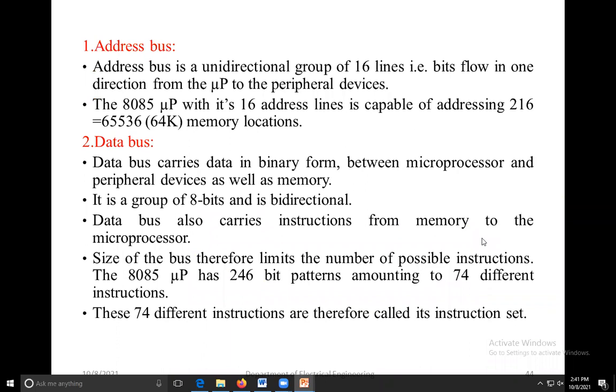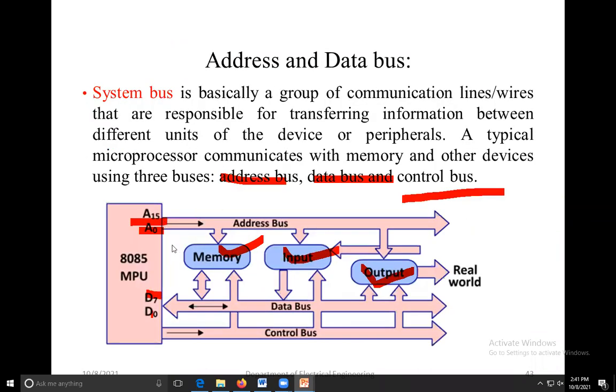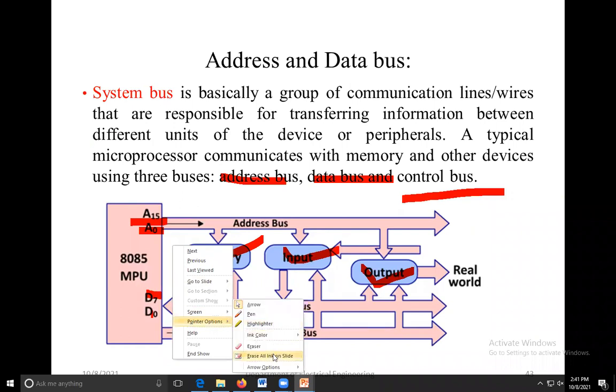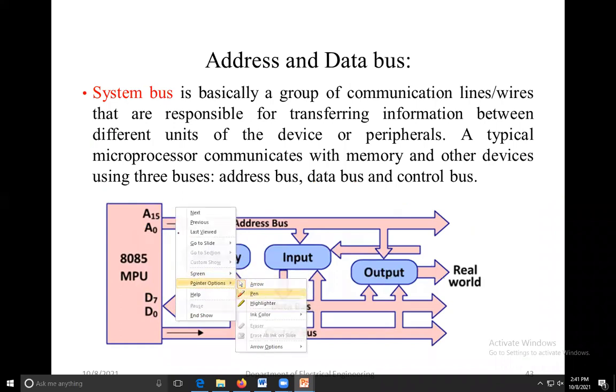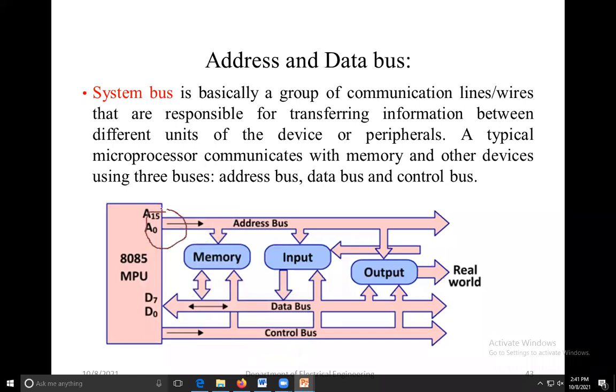Okay. So what is the meaning of the address bus? See, the address bus is unidirectional. You must remember this thing. The address bus is unidirectional and a group of 16 lines. See in the diagram, you start only from here, and there is no return path. So it is only unidirectional. This is a unidirectional address bus. Okay.